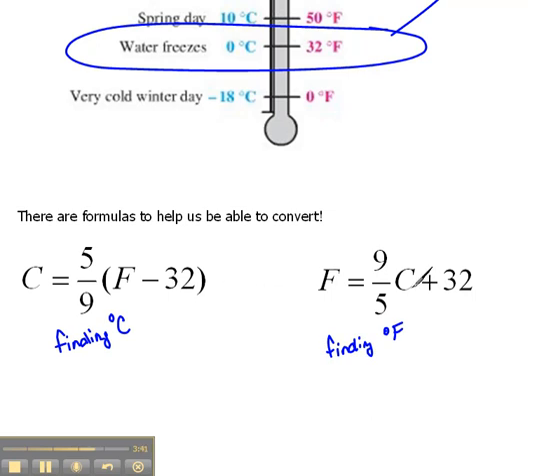Once we get more comfortable with algebra in another class or two, then we could just remember one formula, and we could plug in what we know and solve for what we don't. Algebra is going to be very wonderful for us.